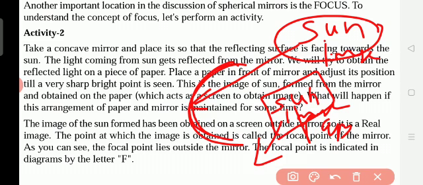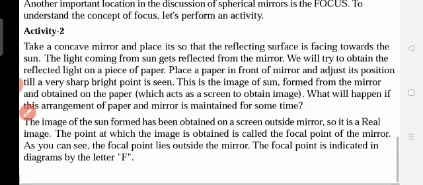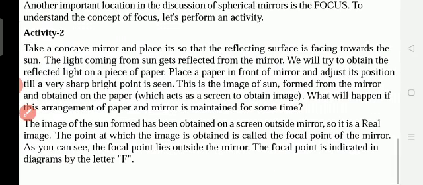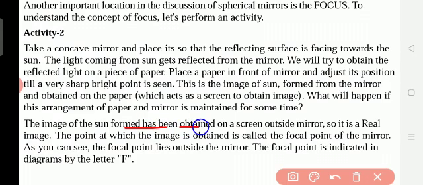Okay, the sun is there, so sunlight is falling on the mirror. So the image is not falling inside this mirror. When we see our face in the mirror, we can see it inside the mirror, that means at the back side of the mirror. But here the image of the sun is not seen inside, it is falling on the paper. Now this is the screen for this mirror.